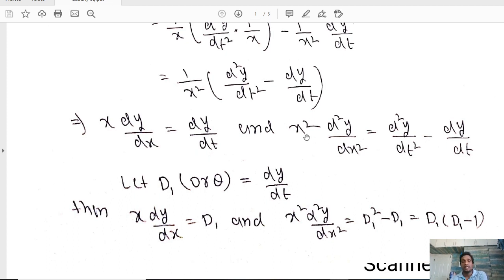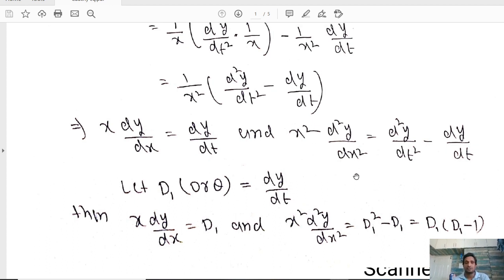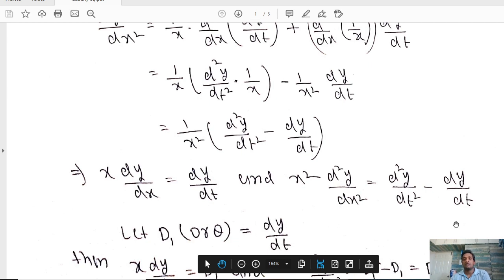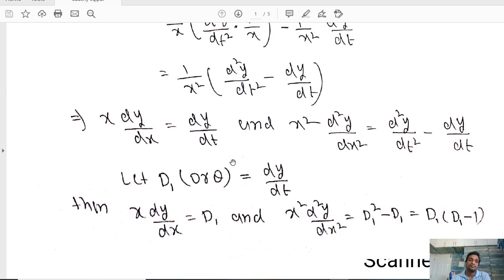What about x square d square y by dx square? From the expression for d square y by dx square, if I cross multiply by x square, x square d square y by dx square is equal to d square y by dt square minus dy by dt. So all the values we got. Now in the problem, change dy by dx to dy by dt, and change d square y by dx square to d square y by dt square minus dy by dt.